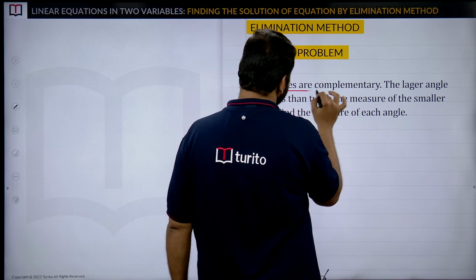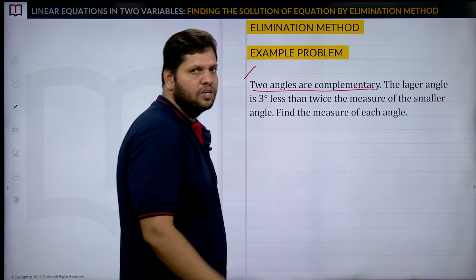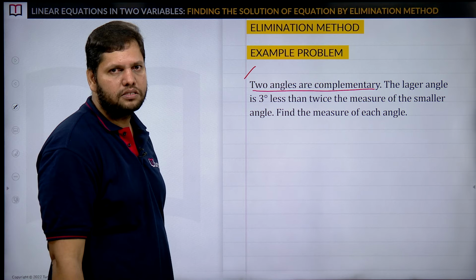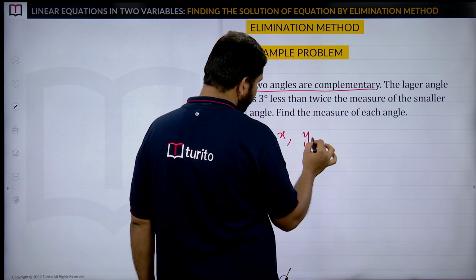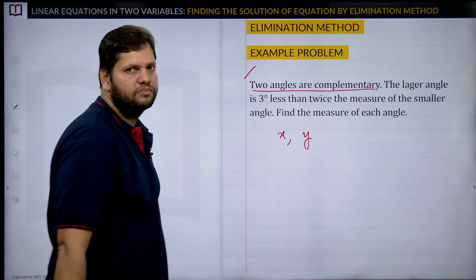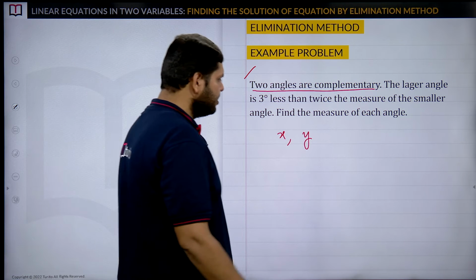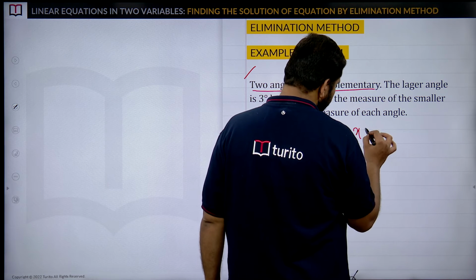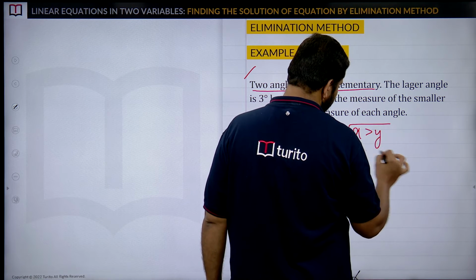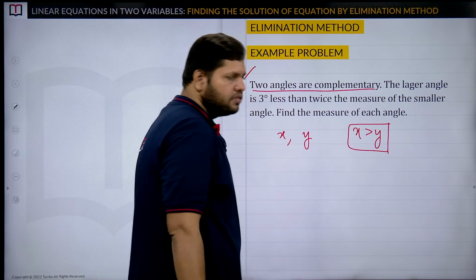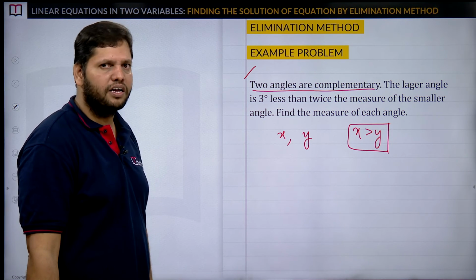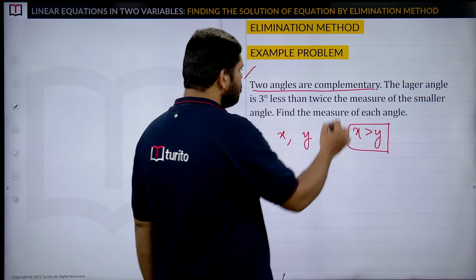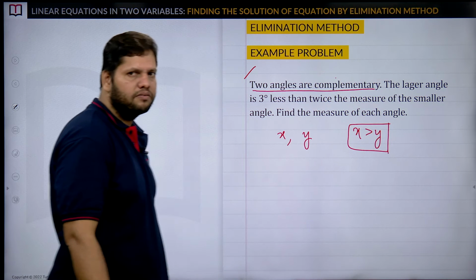Here the two angles are complementary. Children, they are mentioning two angles. So two angles means, can I take one angle as x and the other angle as y. Let us take, I am assuming that x is greater than y. I don't know which of these two angles is greater and which is smaller, but I am assuming x is greater than y. And complementary means, what is the condition, children?